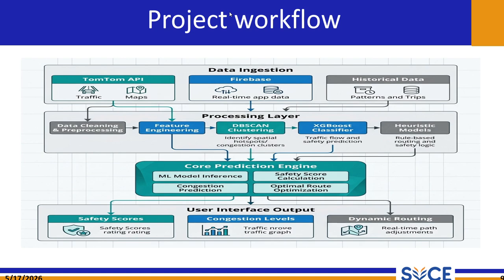DBSCAN clustering groups nearby accident locations into hotspots, and the XGBoost classifier is trained to predict accident risks. Then the core prediction engine takes over. It performs machine learning model inference to get a real-time congestion penalty, predicting traffic congestion using a gradient boosting model. All of this happens in under 500 milliseconds. Finally, the bottom layer is the user interface output, where the driver sees the safety score for the route and live congestion levels.